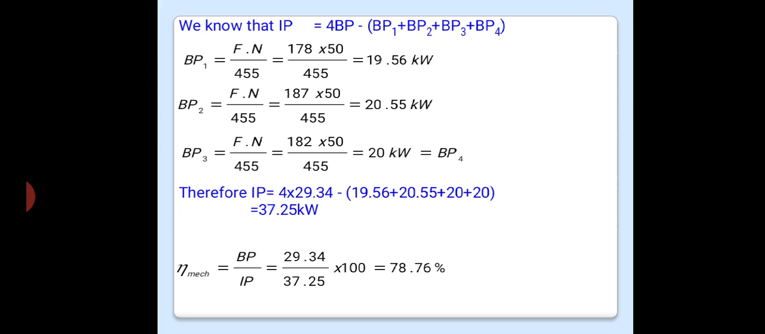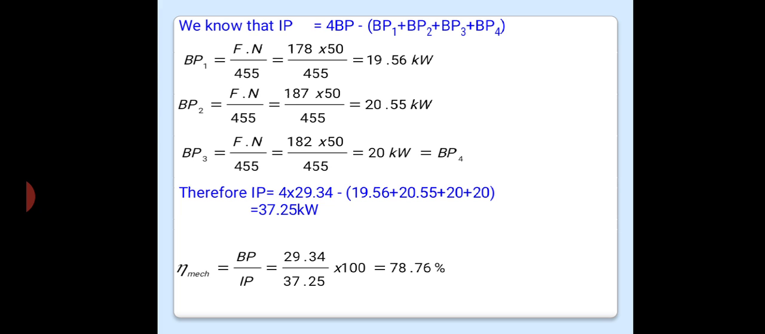Now we substitute the values to calculate the indicated power. Indicated power is equal to 4 into 29.34, minus the bracket 19.56 plus 20.55 plus 20 plus 20. After substituting all the values, we get indicated power equal to 37.25 kilowatt. Hence we have found brake power and indicated power.